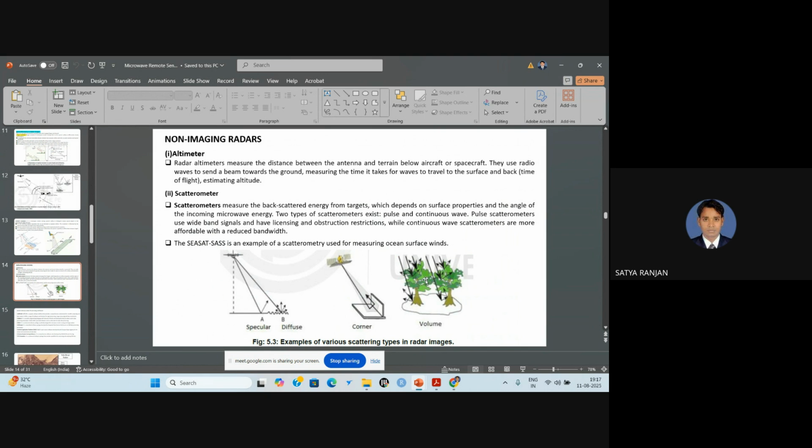And if the incident rays hit trees or any big areas, then the scattering happens in a large way, in a volumetric manner. So this scattering is called volumetric scattering. Most volumetric scattering is found in forest areas and in different vegetation areas, due to the presence of the canopy cover of the trees.